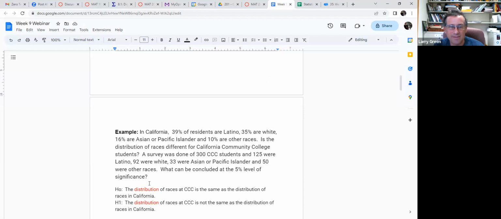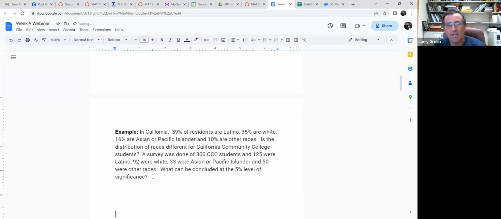Okay, so here's an example, and I got this online. In California, 39% of residents are Latino. 35% are white. So whites aren't even the majority or the number one race in California. Latinos are. 16% are Asian and Pacific Islander, and 10% are other races. That could be Native American, it could be Black. Those are the main other races.